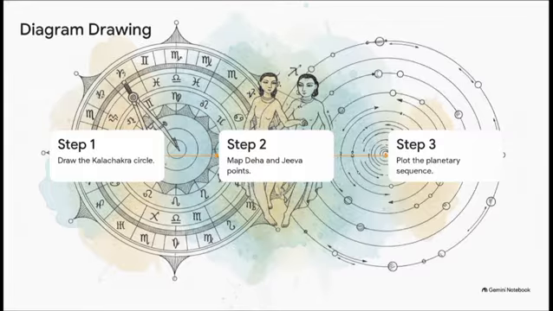Constructing the physical Kalachakra dasha diagram is just as rigorous and fascinating. Step 1 involves actually drawing the Kalachakra circle itself. In Step 2, you methodically map out the energetic points, the deha, which represents the body, and the jiva, which represents the soul. Finally, in Step 3, you plot the exact directional flow of the planets around this wheel. It's literally like plotting a geographical map of the native's karmic path.